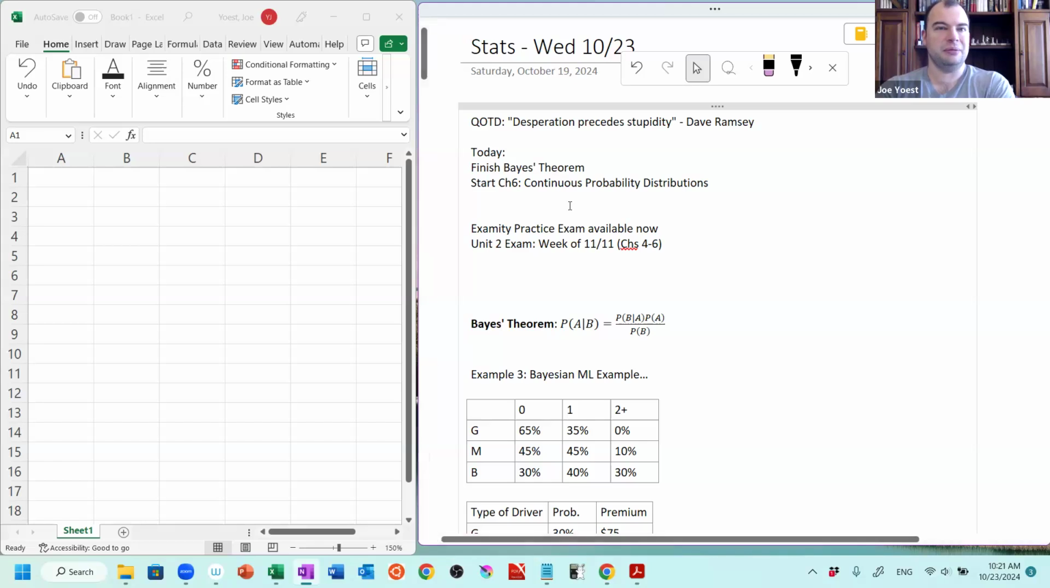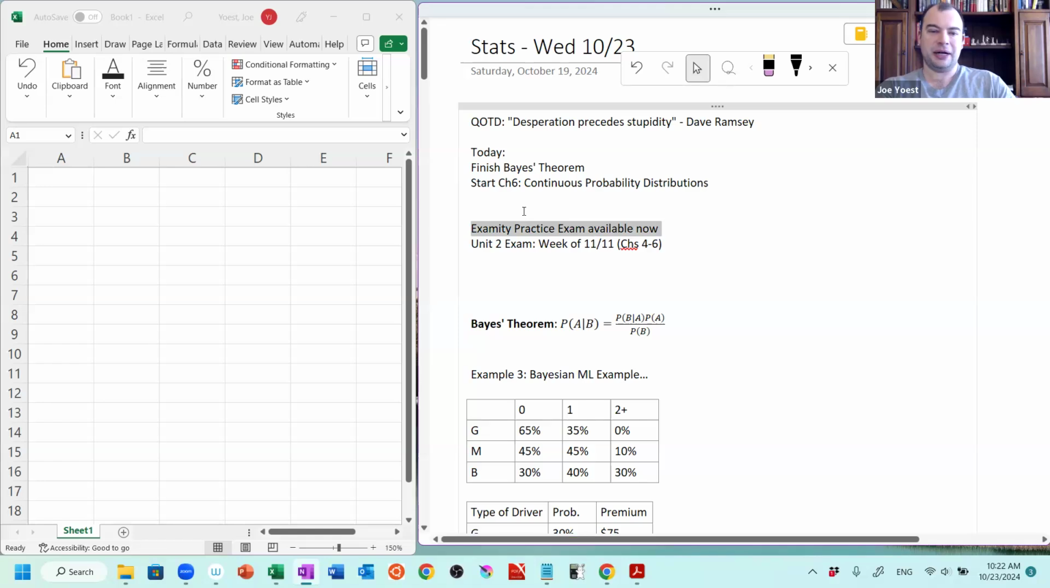Again, just problems if you want a little extra practice. They're not to be handed in for a grade or anything like that. And also the normal distribution table is in there, which we may or may not get to today, but we'll definitely be working with tomorrow and for a lot of the rest of the course. So check that folder out if you haven't already.